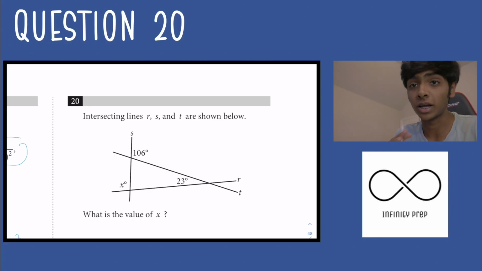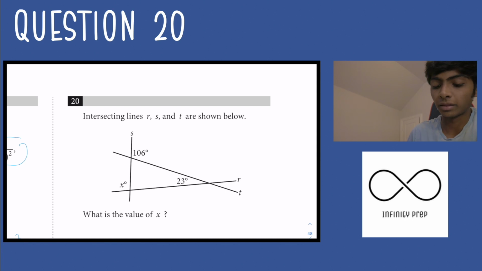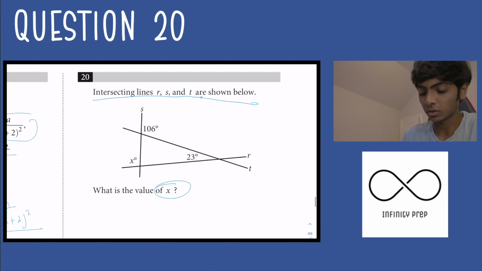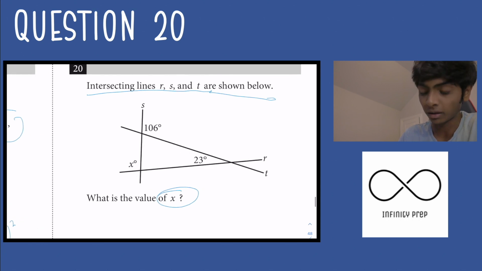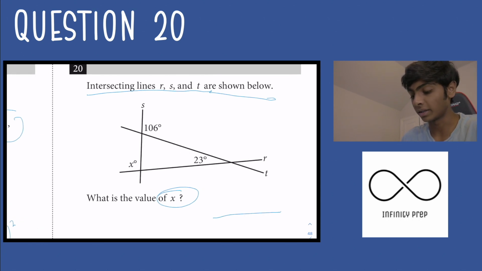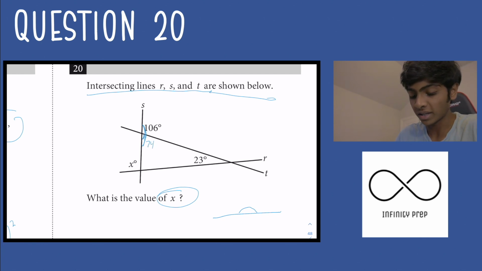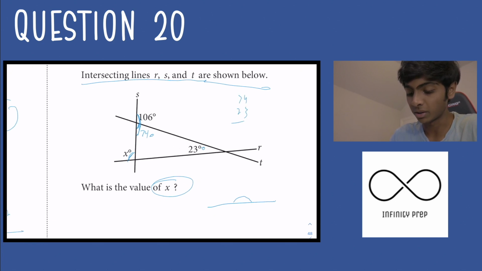Okay, so now let's go on to the last question, number 20. It's stating that the intersecting lines R, S, and T are shown below. What is the value of x? So we know that we're given two angles and we're asked to find x, right? We know that a straight line has an angle of 180, and this is a straight line. So whatever this angle is, it has to be 180 minus 106, which is 74. Now we just add these two angles over here and here to get this angle. So 74 plus 23 is going to be 97. So x is going to equal 97.